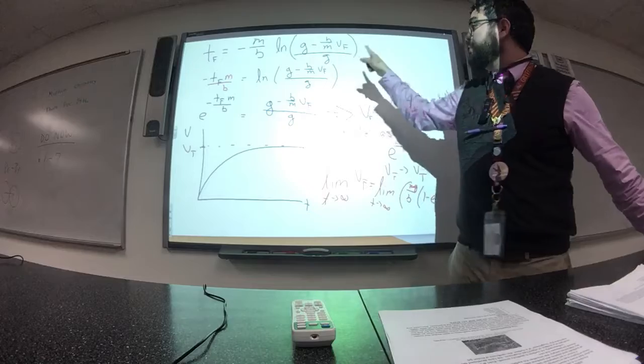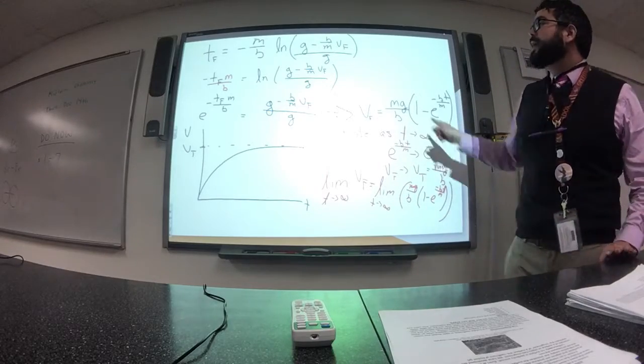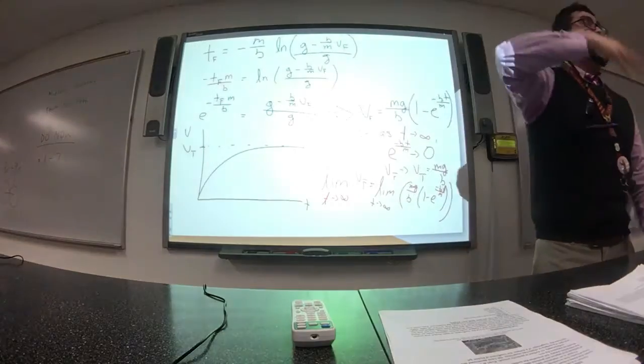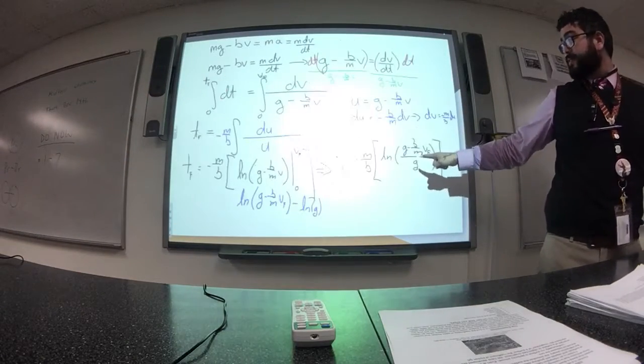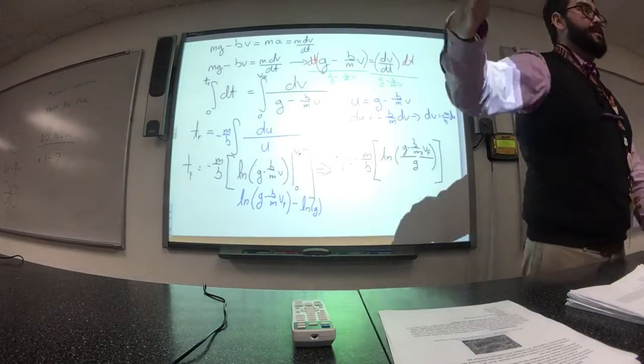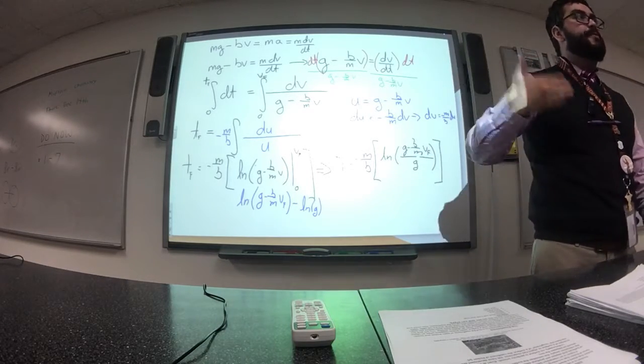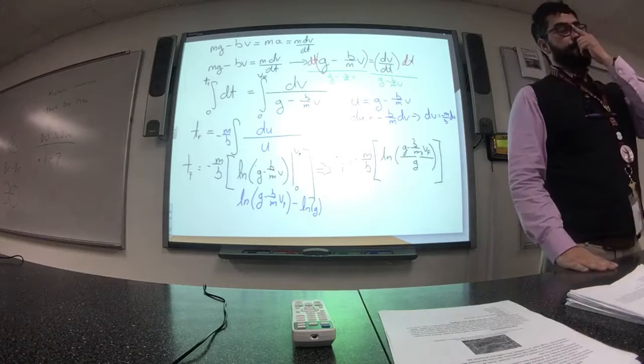intuitive. This exponent, where did I put it? Right here. This exponential thing here gave us a function of v. The problem before was that this was a function of t. That's not good. I didn't want t equals, I wanted v equals. What's up?